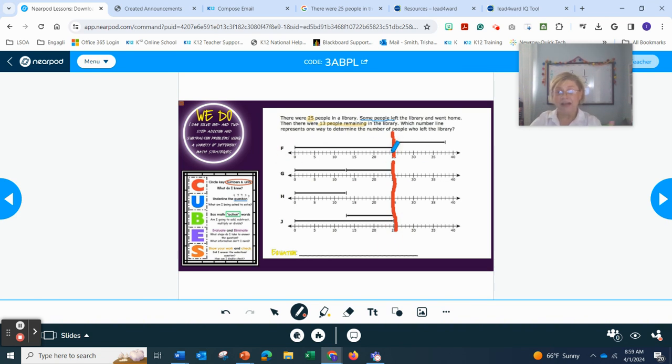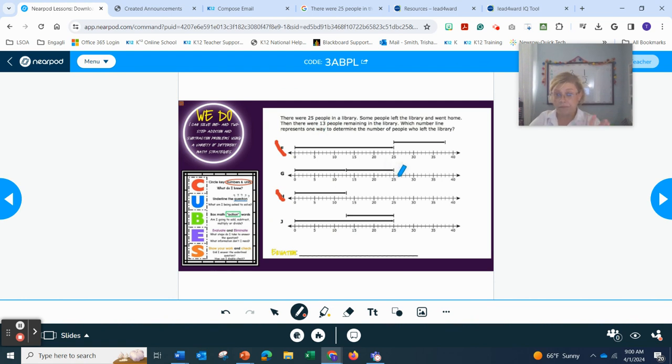So let's see. F does go over the 25, so let's get rid of F. G starts at 25, so we're going to leave G. H doesn't even come close to 25, so get rid of H. And J starts at the 25. So we're going to leave G and J. I'm going to clear these off so we can see everything again. All right, and then once again, we were going to get rid of these two. So we have 25 and 13.